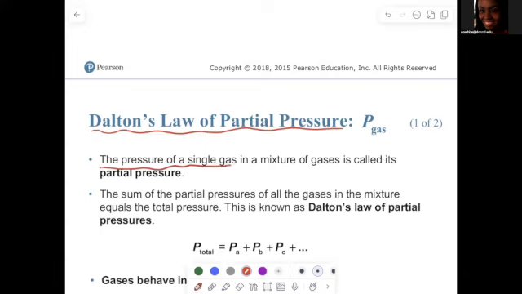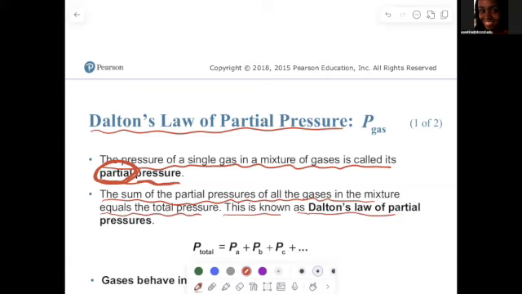The pressure of a single gas in the mixture of gas is called its partial pressure. So in my studies, in my journey of learning chemistry, I learned that whenever the term partial is used, that implies whatever chemical you're talking about is part of a bigger picture, right? It's part of a whole. So the individual gas in the mixture of gases is called partial, indicating that there's more than the one you're studying. This is just part of a bigger picture, right? Partial pressure. The sum of the partial pressure of all the gases in the mixture equals the total pressure. This is known as Dalton's law of partial pressure.